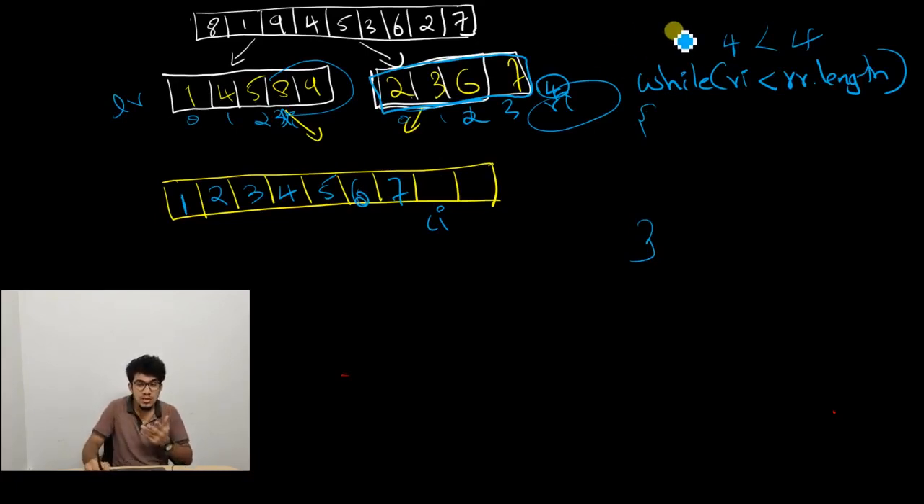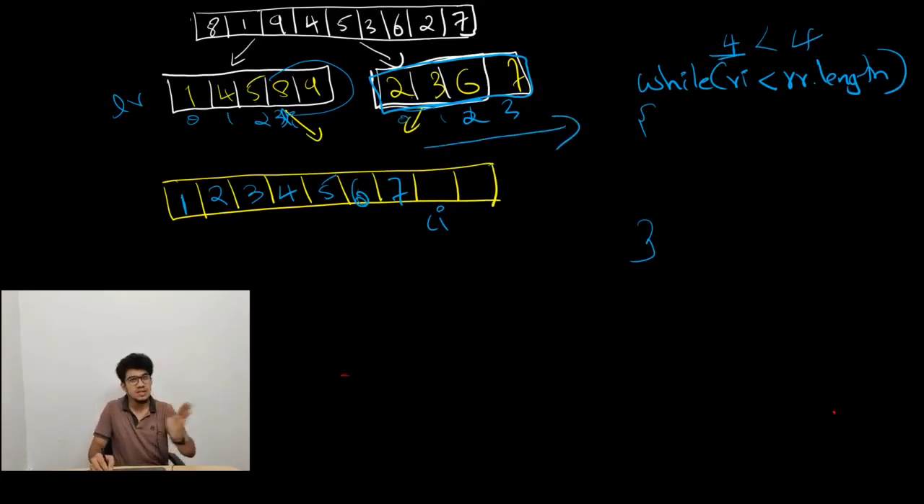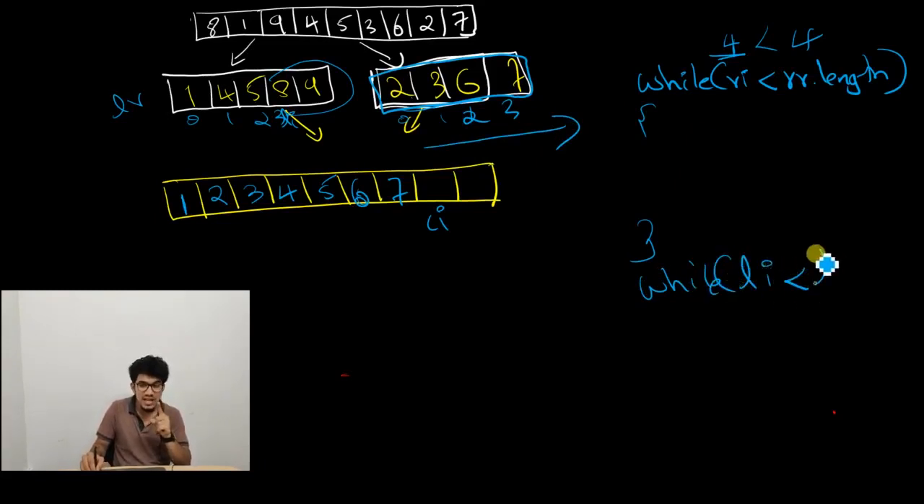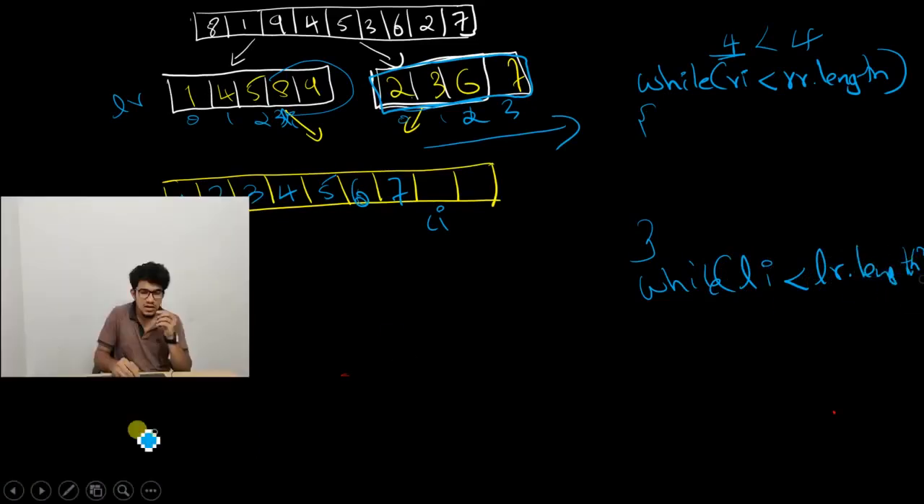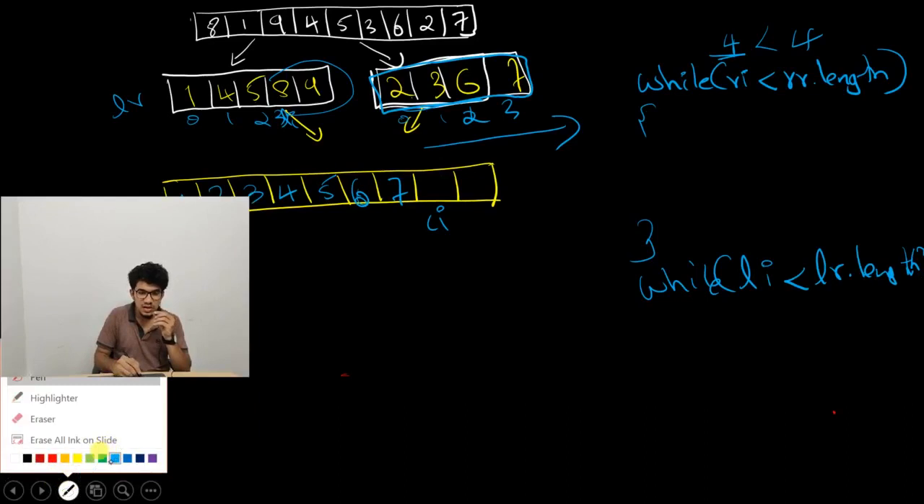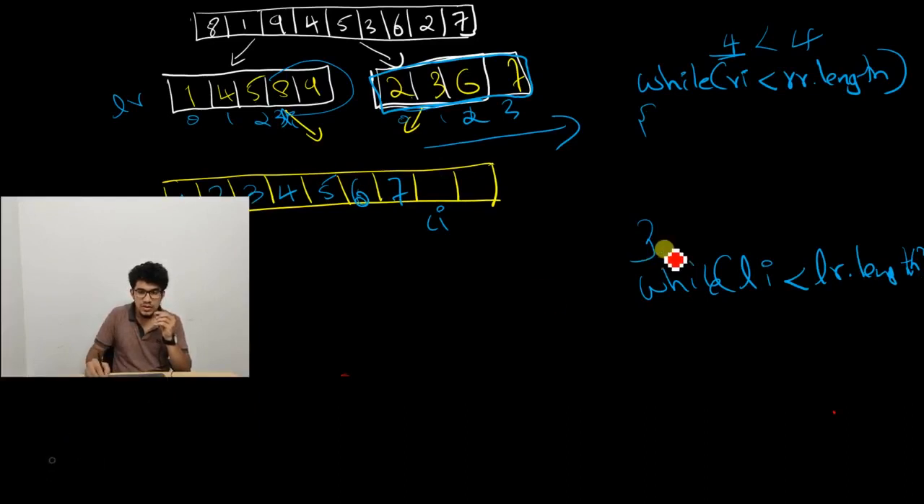Why? Because Ri value is 4, which means Ri has reached this index. If Ri has crossed everything and reached, it means it has completely checked everything. I got to know Ri is not the thing. Then what? While, Li I have to copy. So I have to check, is Li still less than LR dot length? Now don't you think Li is still less than LR dot length? Why? Because now Li value is 3. Is 3 less than 5? Yes, 3 is less than 5.